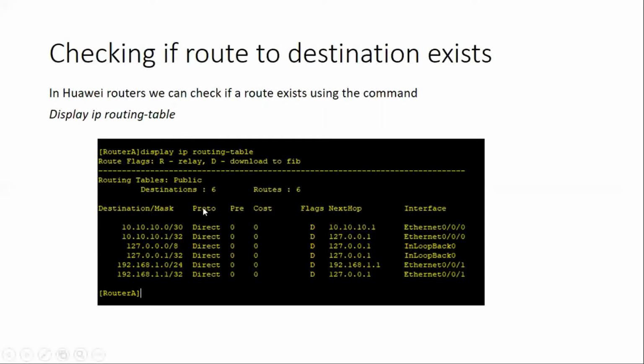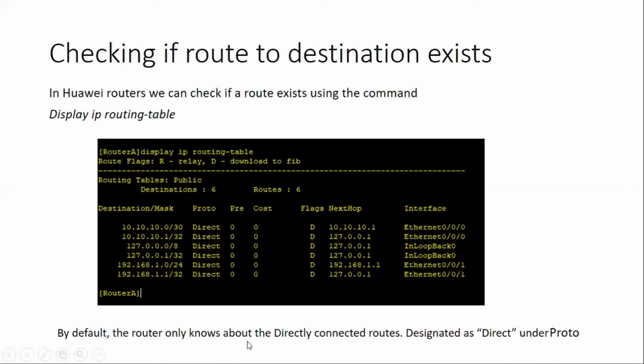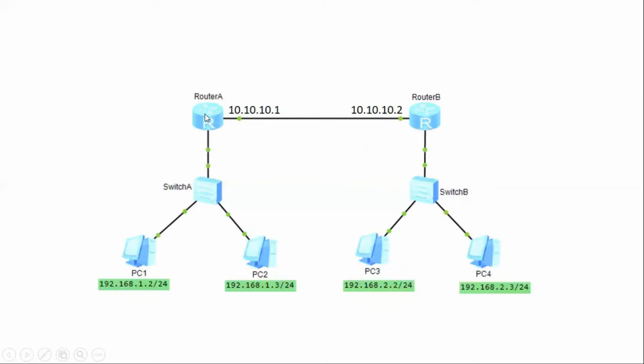Those networks are the only ones that you will see before you configure any route. I have seen some questions in the Huawei exam where they ask, by default, what routes are contained in the routing table of the router? It's the direct routes only, the ones that are directly attached to the router. So by default, the router only knows about the directly connected routes, which are designated as Direct under protocol. As you can see, this router only knows about this directly connected network and this network of 192.168.1.0.